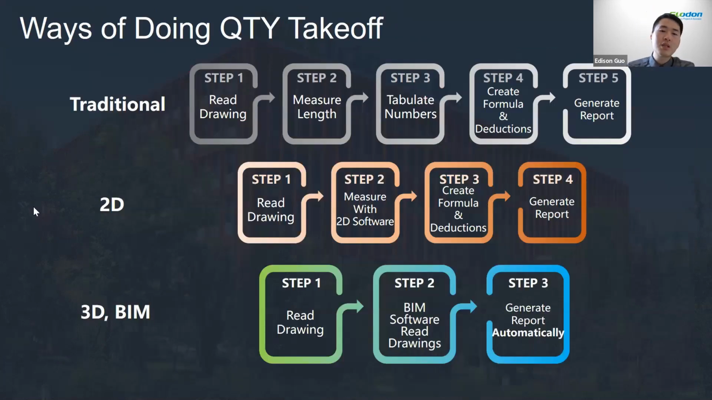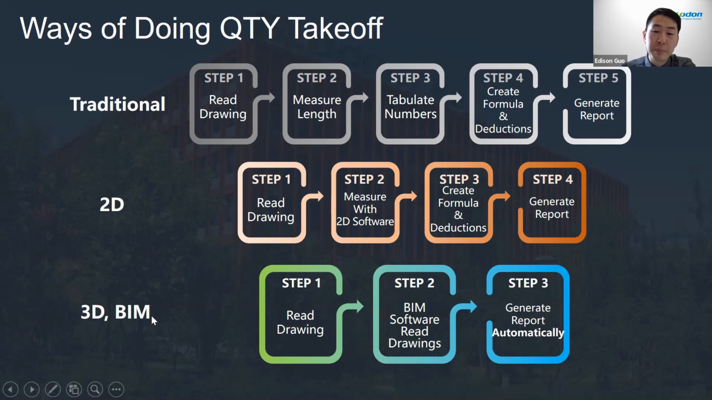If you follow the traditional way to do the quantity takeoff, first you read the drawing and measure the lengths, and you need to tabulate the numbers one by one, create formulas, and generate the report. That will take tons of time and a lot of labor, and it's very easy to make mistakes. You have to remember everything and do everything manually. Very troublesome. How about 2D? You may wonder. 2D is faster: you read the drawing, use the 2D software, it creates the formulas and generates a report. It's still the same.